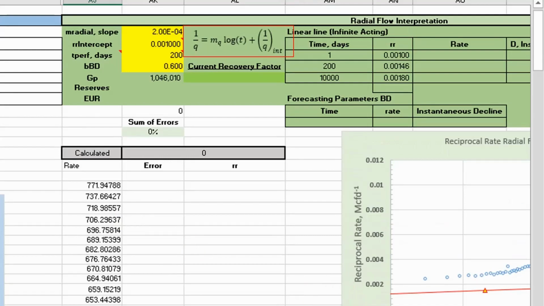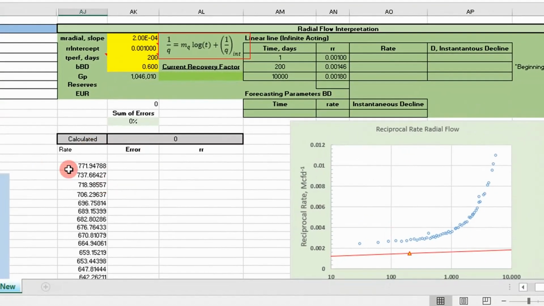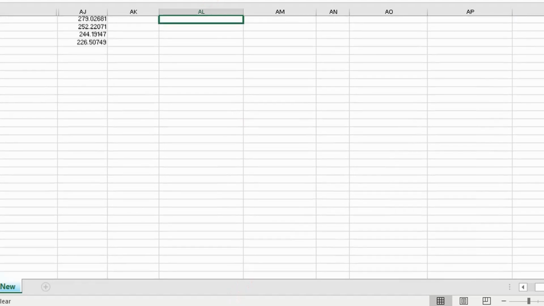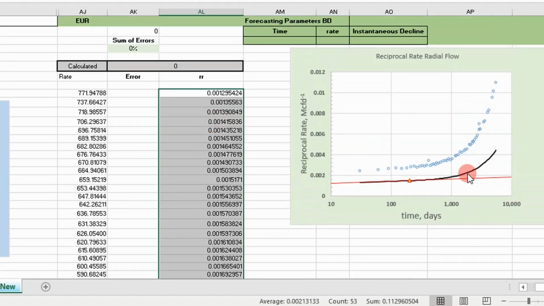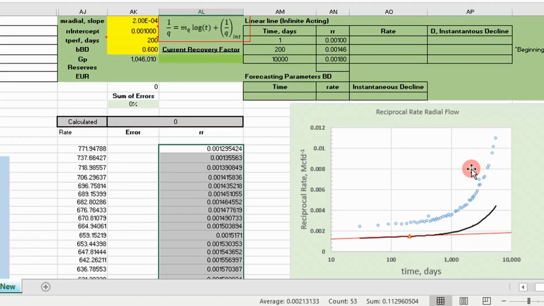And then you want to plot these on your graph. So you take the reciprocal rate, which is just going to be 1 over rate of your theoretical values. Carry that down to the end. And you plot it. Okay, there's our plot right there.